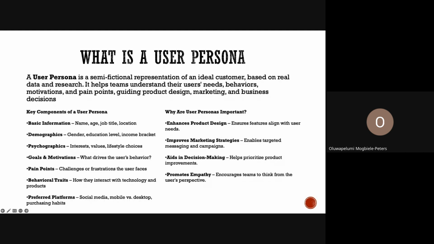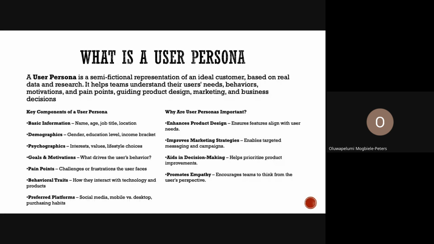All right. It does promote empathy because it encourages teams to think from the user's perspective. So you start seeing from a user need perspective, as opposed to what I think this user needs or what I think I like. Do we get it? Good.